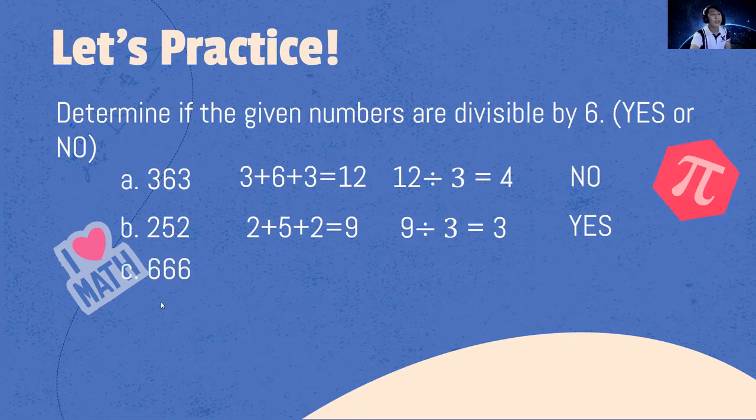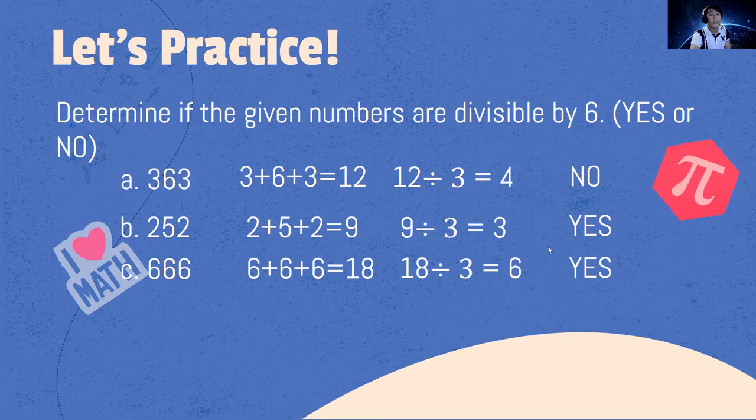Another one, 666. 666 ends with 6, and 6 is an even number. Therefore, it is divisible by 2. Let's now try to identify if it is divisible by 3. 6 plus 6 plus 6, that is 18. Then 18 divided by 3, that is 6. Therefore, 666 is divisible by 2 and 3. Therefore, it is divisible by 6.